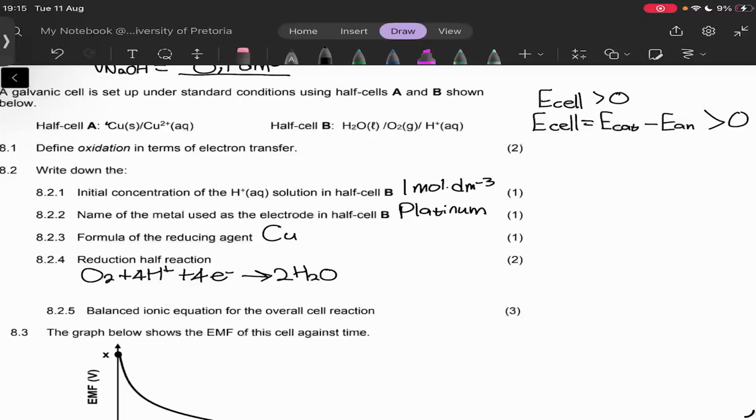I have copper and the copper 2 plus, I have water, I have oxygen, and I have the H plus. Let's get the electrode potentials for that. For the copper 2 plus, if I go on my table, I'll see that it's going to be 0.34. For the other half cell, I'll see that's going to be positive 1.23. Let me write that down, actually.